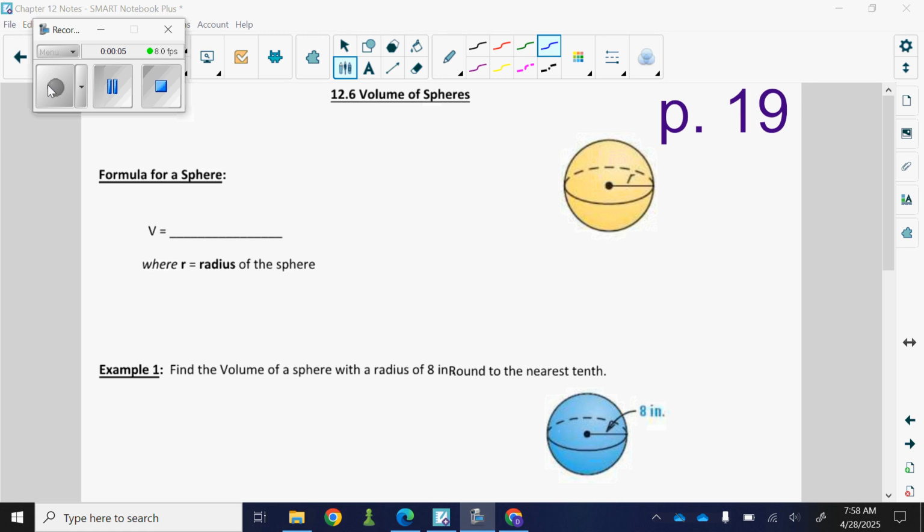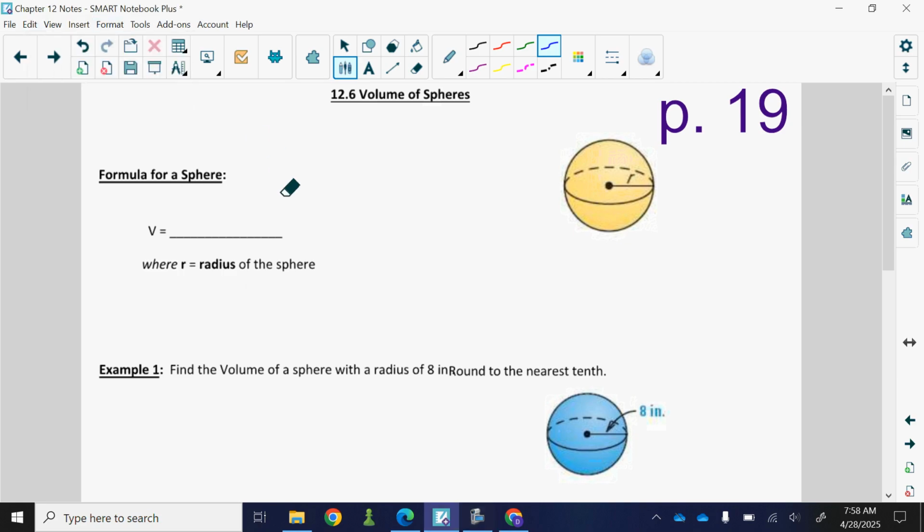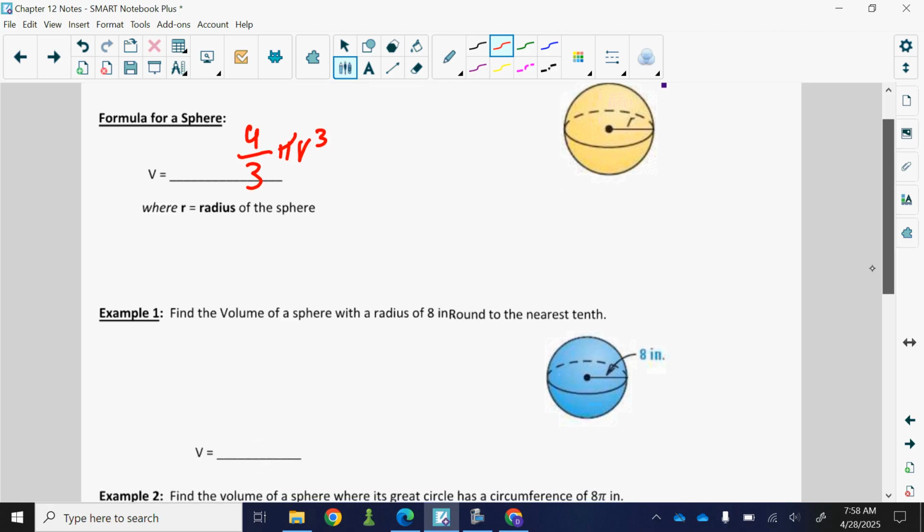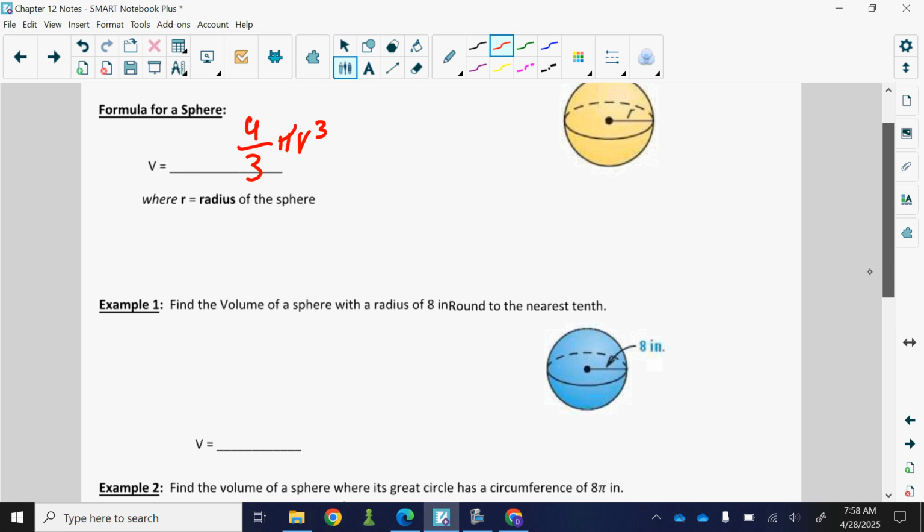Today we're going to be looking at 12.6, volume of spheres. Okay, so the equation for the volume of a sphere is 4 over 3 pi r cubed, where r is the radius of the sphere. So basically, pi r cubed and then times 4 over 3.